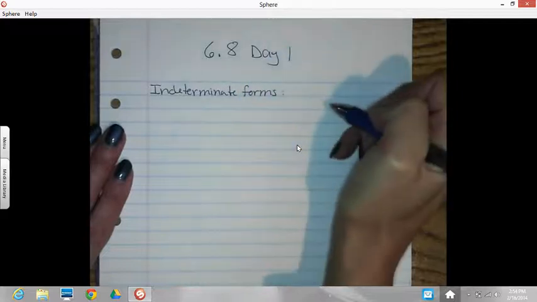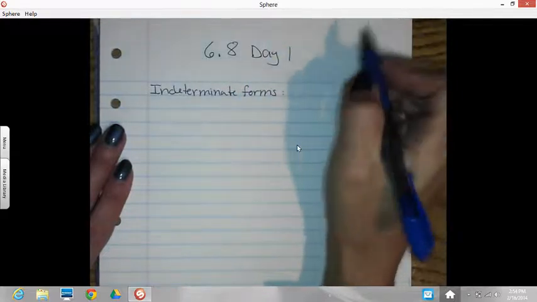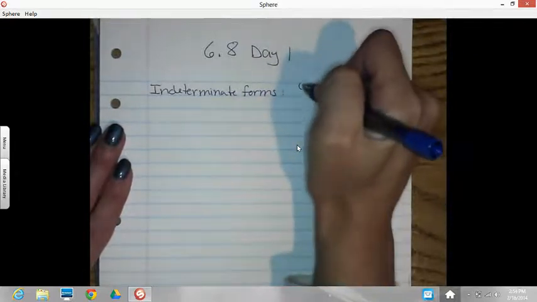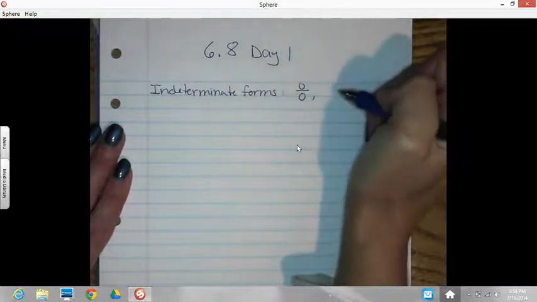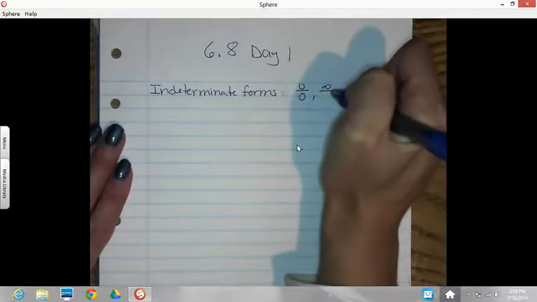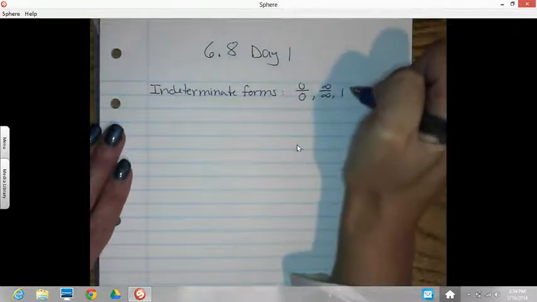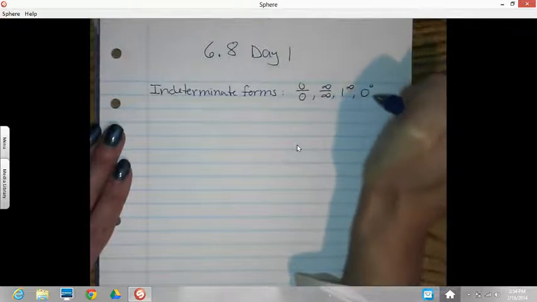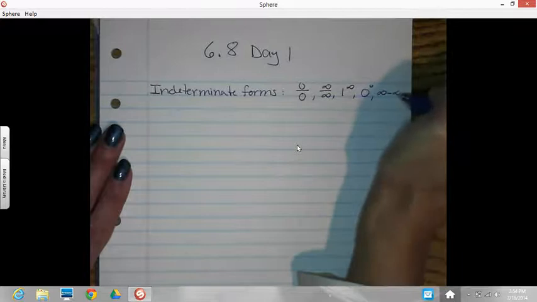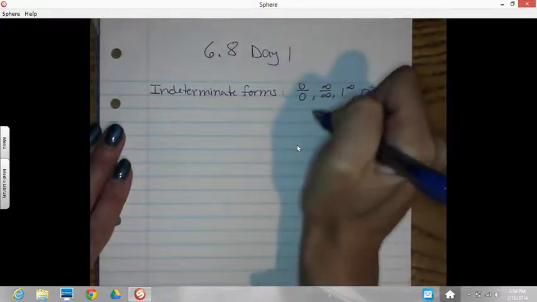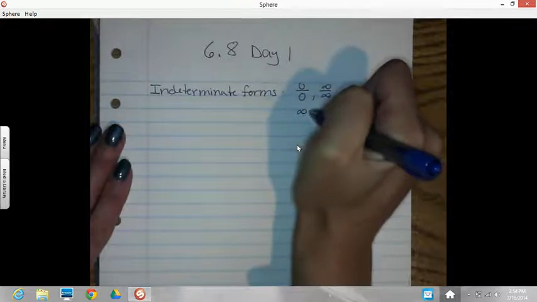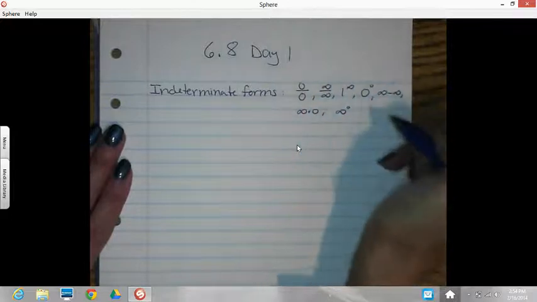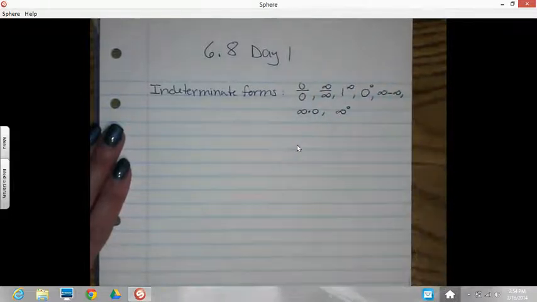And you are more than welcome to write these on your blue sheet if you want. And remember, an indeterminate form just means that there's more than one solution to these. So it's 0 divided by 0 is indeterminate. The solution can't be determined. Infinity divided by infinity. 1 to the infinity. 0 to the 0. Infinity minus infinity. Infinity times 0. And infinity to the 0. So all of those are indeterminate forms.